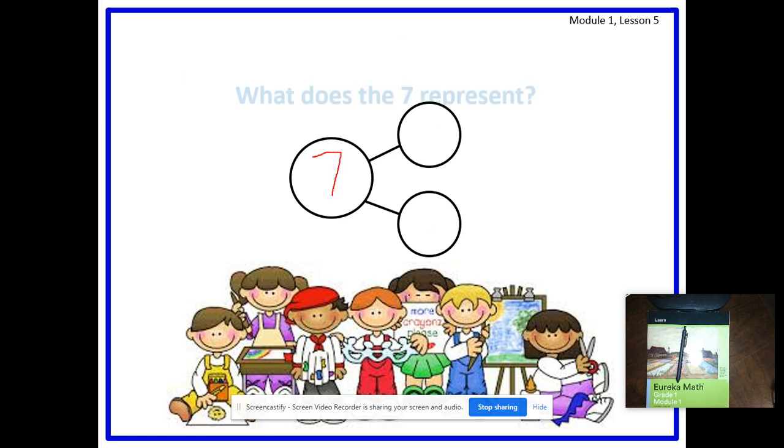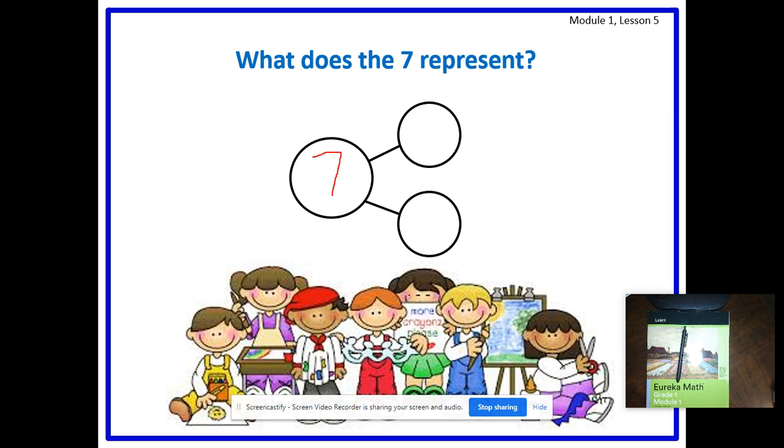Ready? What does the 7 represent? What does it stand for? Get ready. Yes, the 7 in our whole represents the number of students. So let's label our whole as students. This part, we're going to label with the letter S for students. Just like when we label the pictures in our application problem, we're now labeling our number bond in the same way.